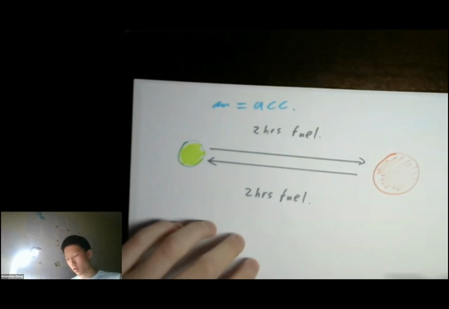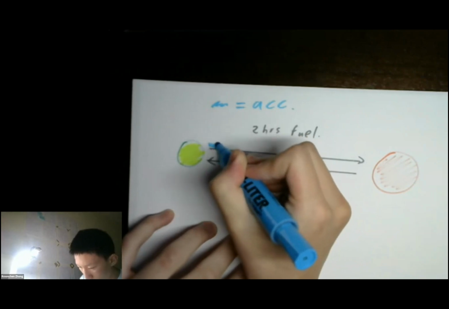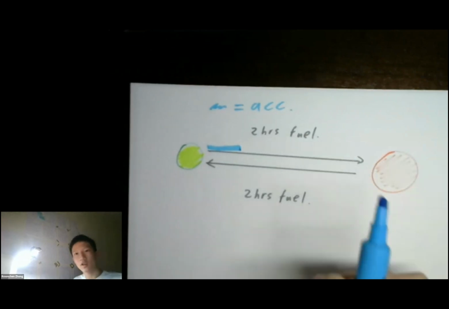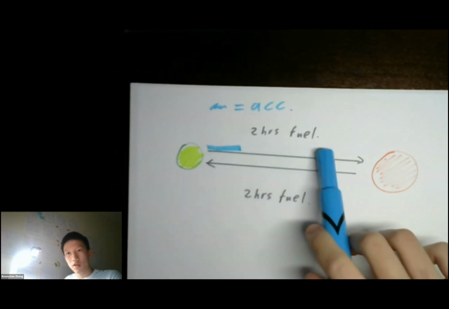Blue means accelerate. We're going to accelerate for 1 hour right over here. Then we're going to cut the engines. We're going to drift through space. This is how spaceships work. They only fire their engines for a very limited amount of time. And then after that, they just drift through space.